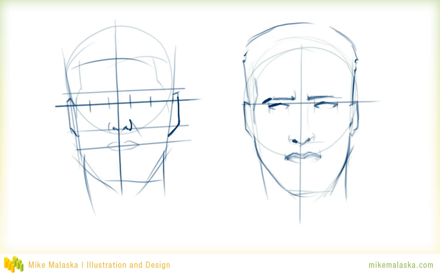Now also, one last note, the hairline falls more or less halfway between the eyebrows and the top of the skull. This is of course different depending on the person you're looking at, but the average person will have a hairline right about there.